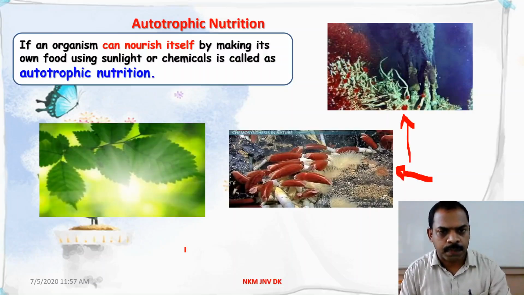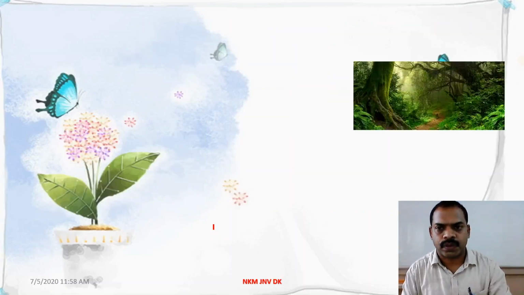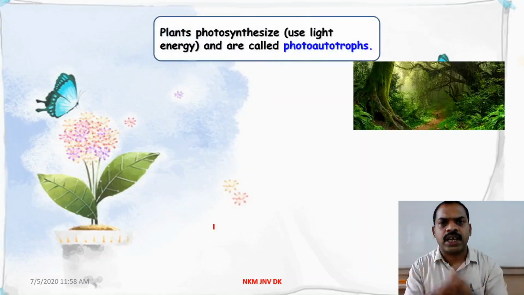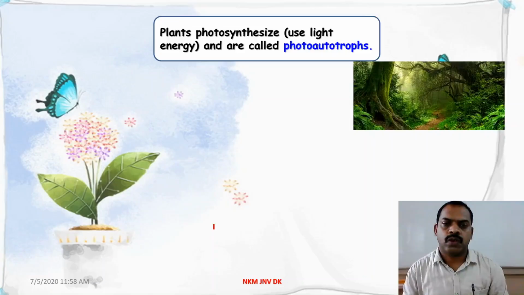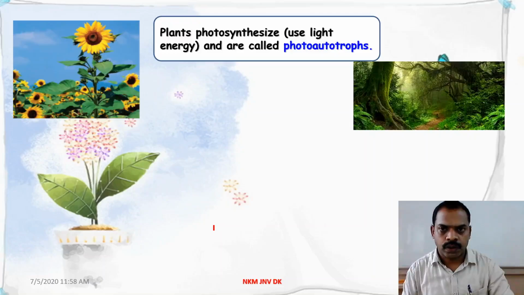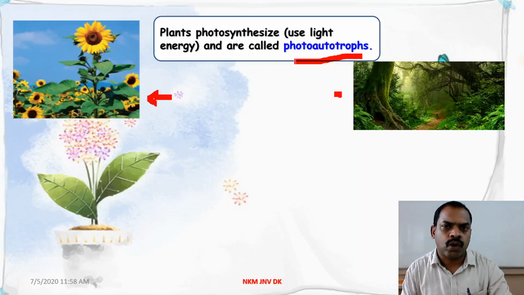But here the green plant is a photosynthetic organism. So let us see the difference between them. When green color, greenery, is here, we know they do photosynthesis. So they are called autotrophs. These plants over here and this plant over here, these two are photoautotrophs.